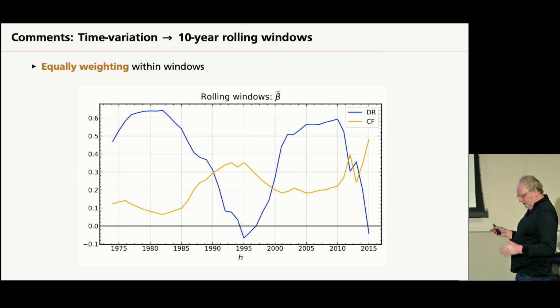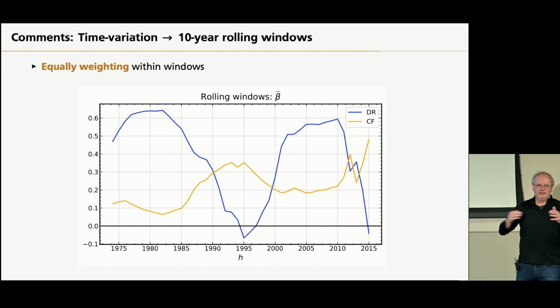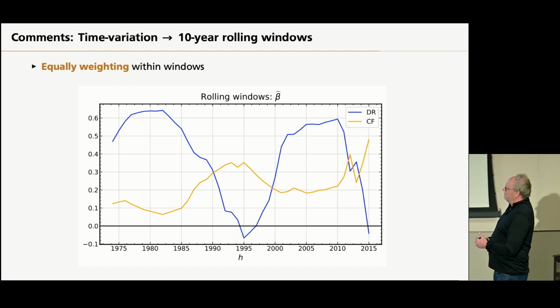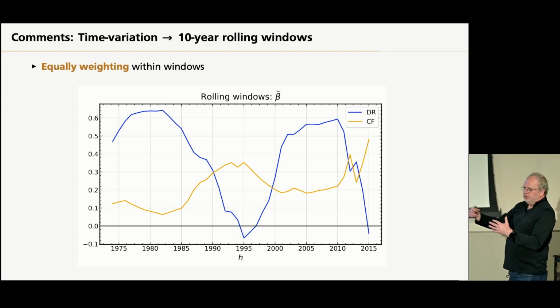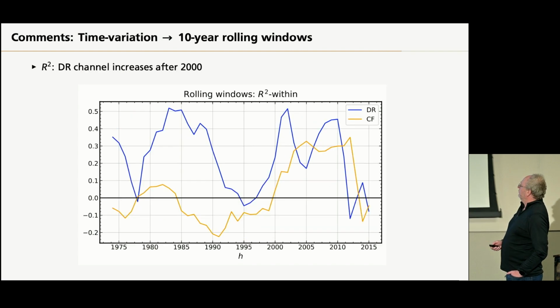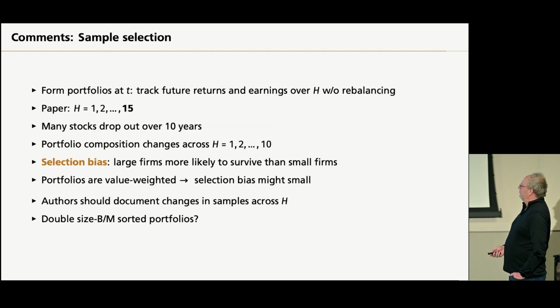So I think there's also very interesting time variation in the coefficients over time. Why do we see these cash flow and discount rate channels differ over time? I think this is another aspect that is interesting to explore further. For the R-square, you get a similar picture. So, right, that's the bottom line.